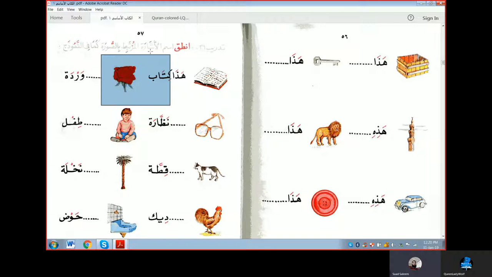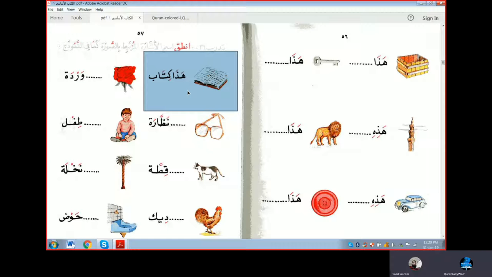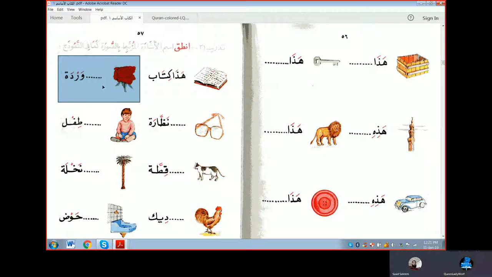So, read the first one. Read this. Okay, that is haza kitabun, meaning this is a book. Good. Okay. And hazihi wardatun. Wonderful, good. This is a rose. Good.